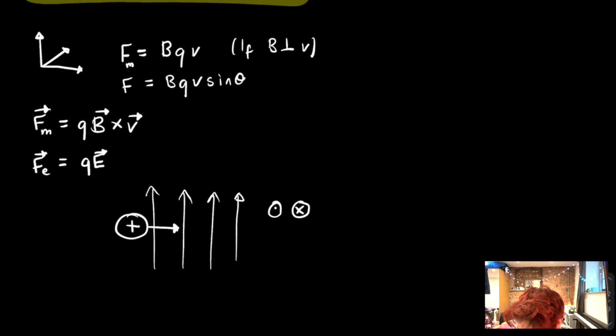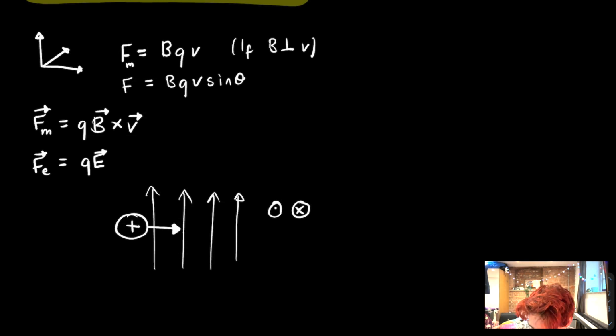And so if we apply this rule right here, B cross V, well, if V is going along this direction and B is going up along this direction, you actually find that the force is coming out of the diagram rather than in the diagram. So this means that this charged particle will experience a force that is coming out of the diagram. But this particle is already moving in a direction that is at right angles to the force. So what's actually going to happen in this case?